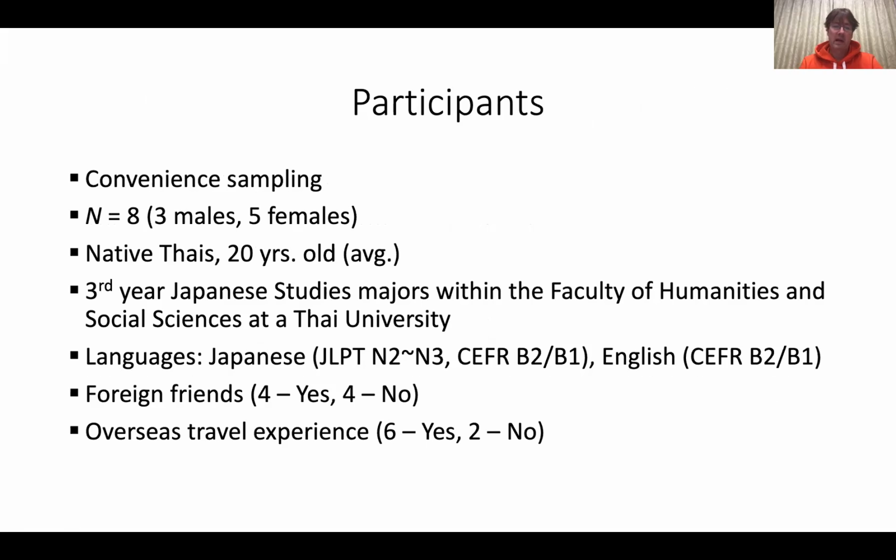The participants, there were 8. It was a small group. We had 8 visiting Japanese students who were paired with these tutors. They were all third-year students. By this stage, they've developed their Japanese ability a little bit more, which fell within the CEFR B2 to B1 range, along with their English. Half of them had reported having foreign friends, and about 6 of them reported having overseas travel experience of about maybe 1 week, maybe once or twice to a neighboring Asian country. So not a lot of experience, really.